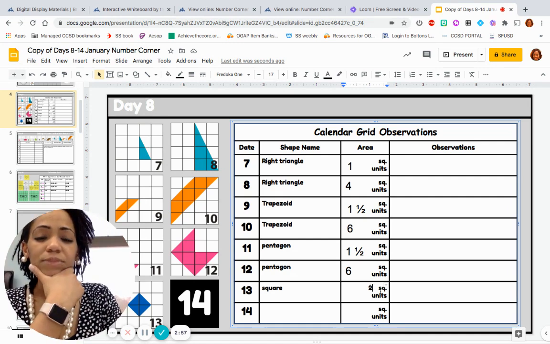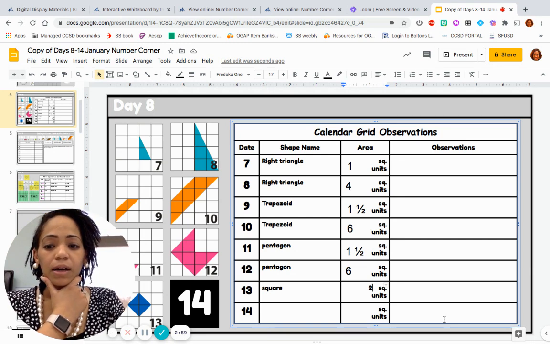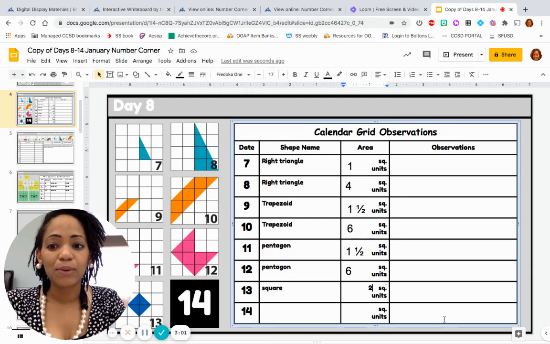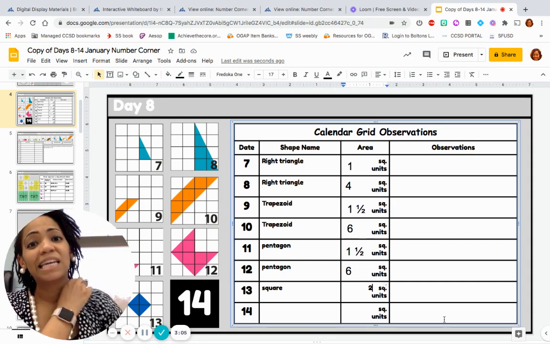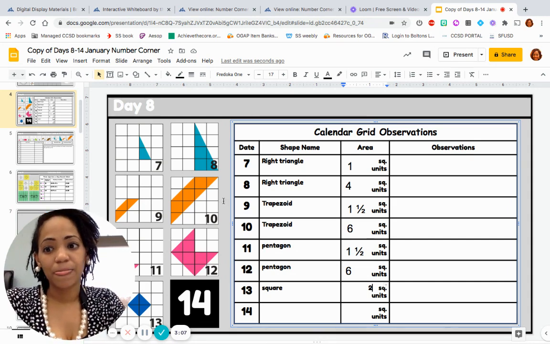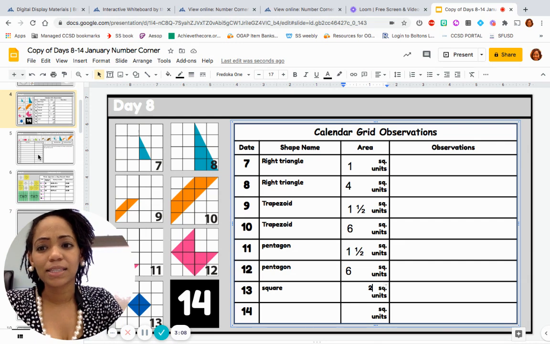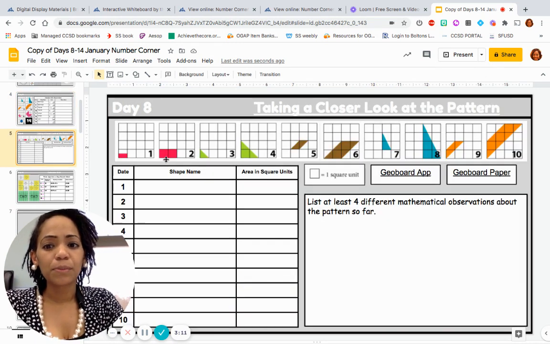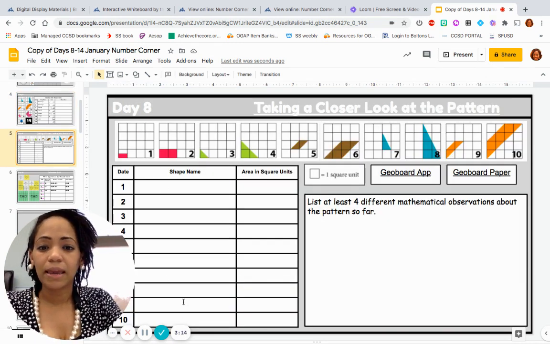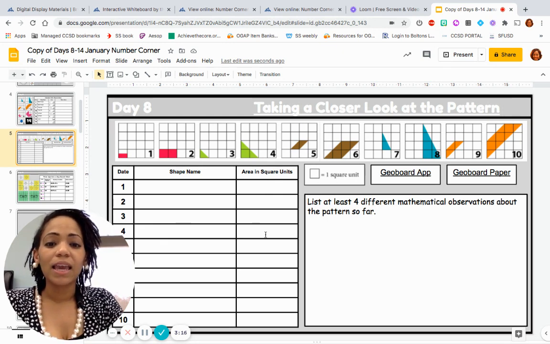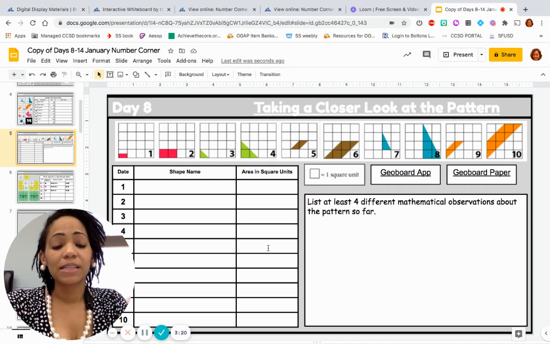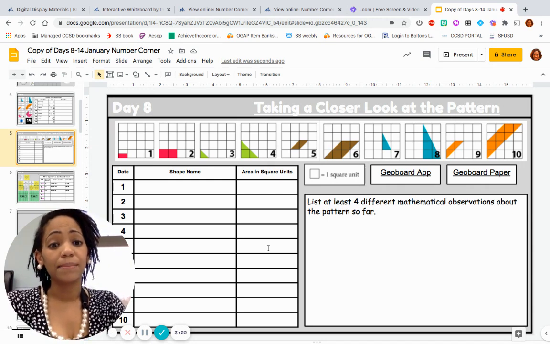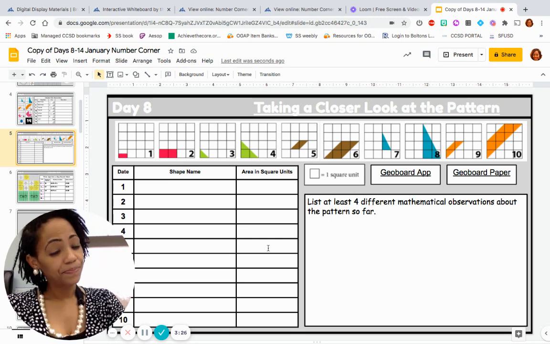All right, open up your number corner books so that we can go over your answers from the questions that you did yesterday. And it looked something kind of like this, where they gave you 10 different markers. You were supposed to put the shape name and the area in square units. Then you were supposed to list some mathematical observations about that pattern so far.